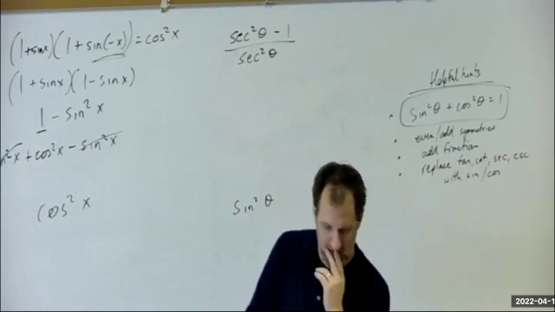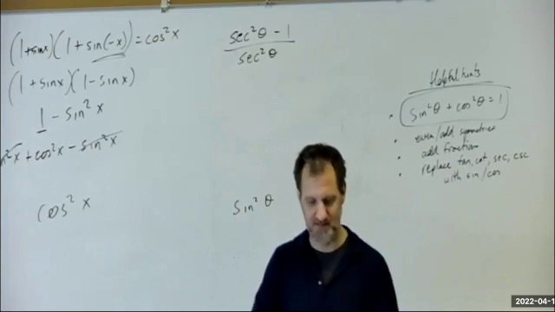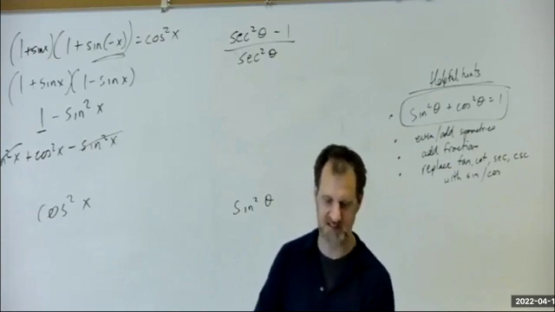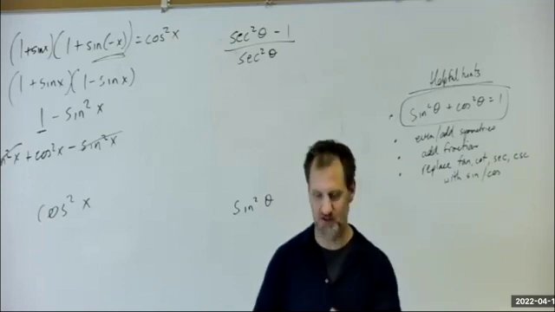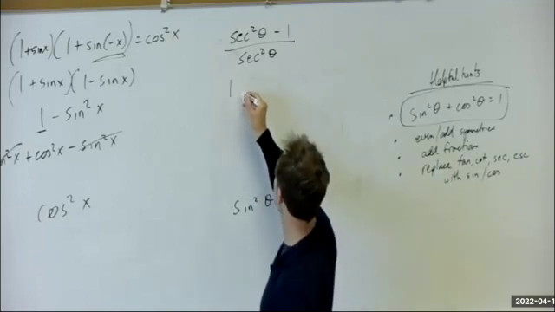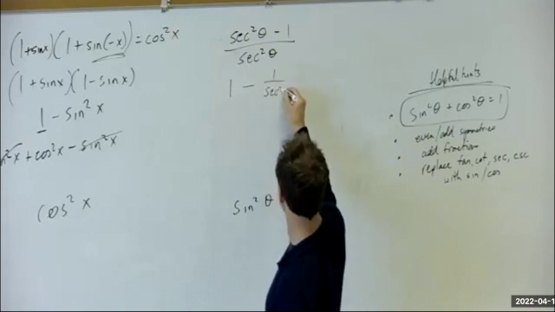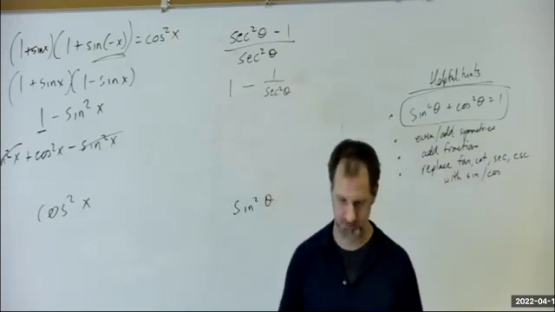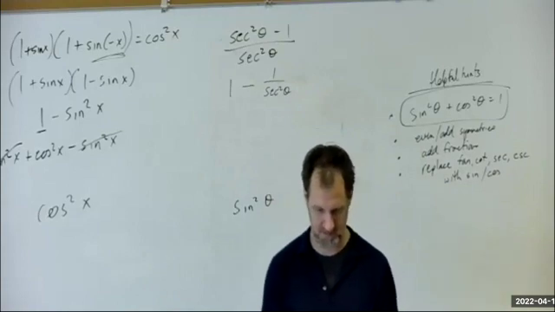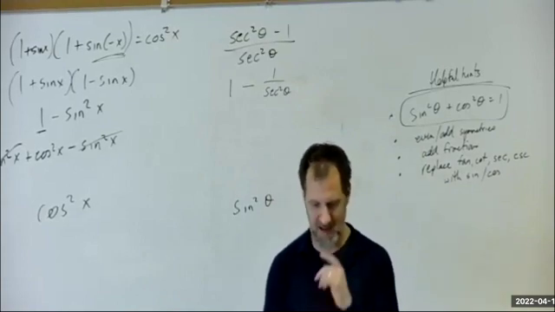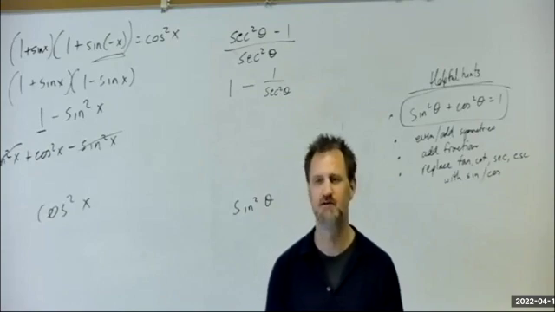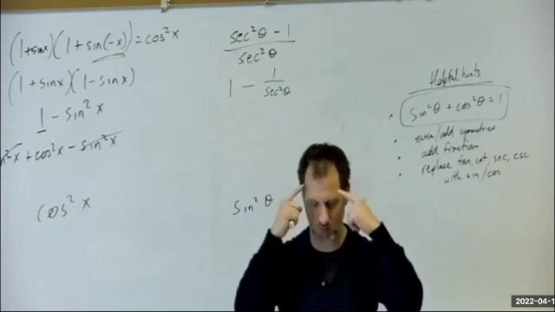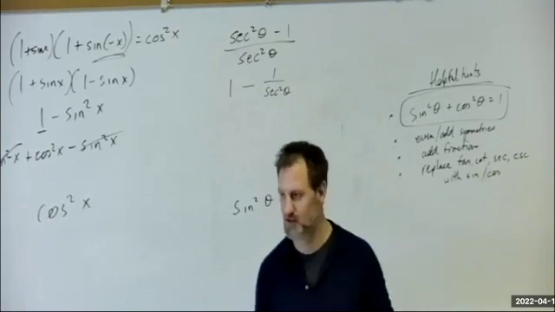But also, why don't we just simplify this by distributing the division? Secant squared divided by secant squared is 1, right? So if we distribute the division, you end up with 1 minus 1 over secant squared theta. That doesn't look very good, but now might be a time to plug in sine and cosine. What is secant in terms of sine and cosine? 1 over cosine. So we're going to have 1 over cosine squared.